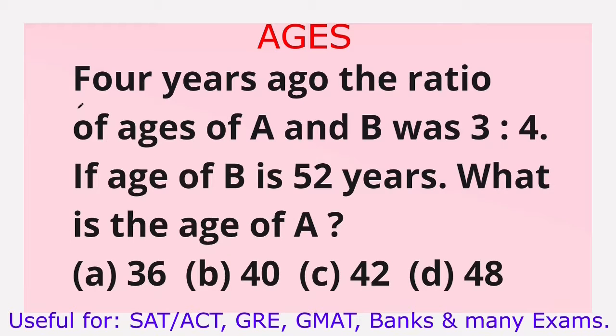Our question is, 4 years ago the ratio of ages of A and B was 3:4. If the age of B is 52 years, what is the age of A? The given options are option A 36, option B 40, option C 42, option D 48.